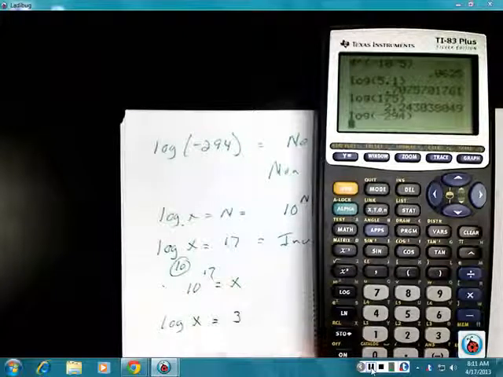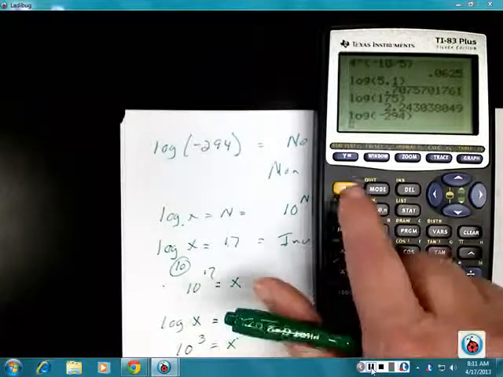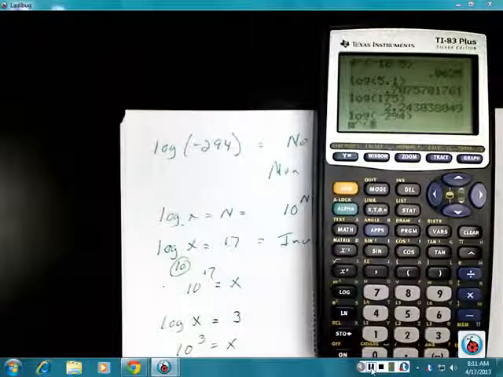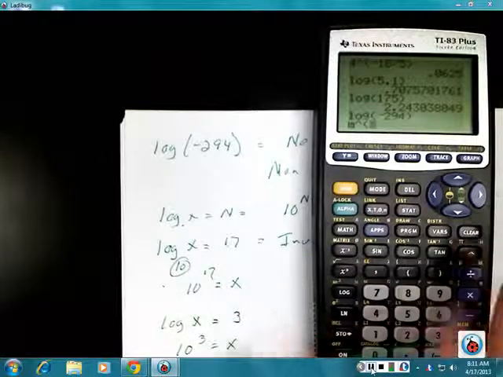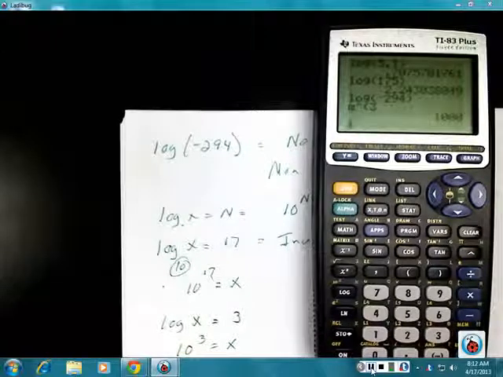And so if I want to solve this one, I'm going to go 10 to the third power is equal to x. So I can just go second, hit my log button, which puts a 10 with a caret key, and then type in a 3, and I will get my answer for this problem, and that happens to be 1,000, so I can work it backwards and come up with what it would be.